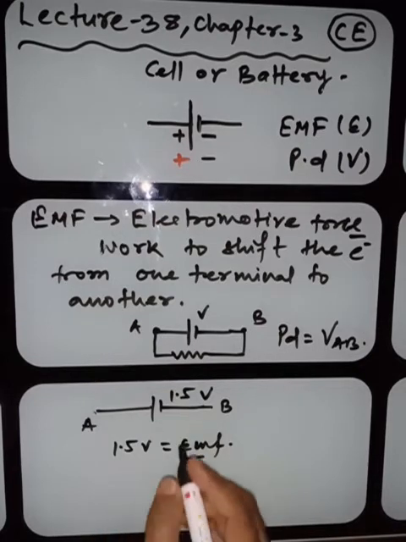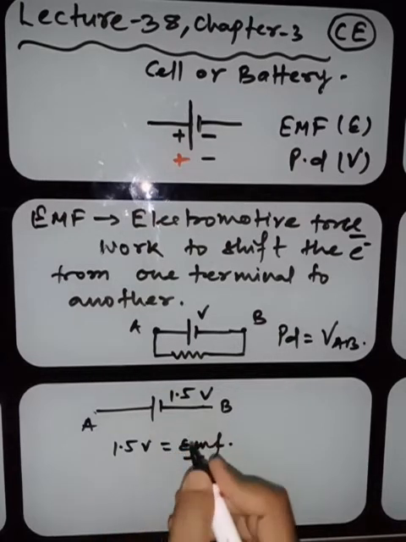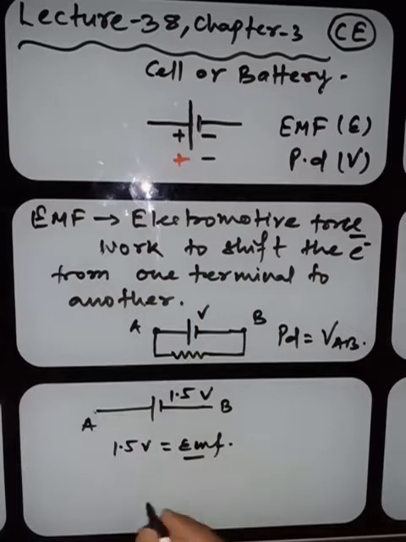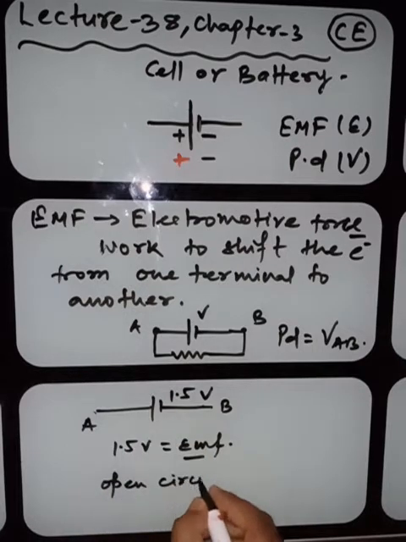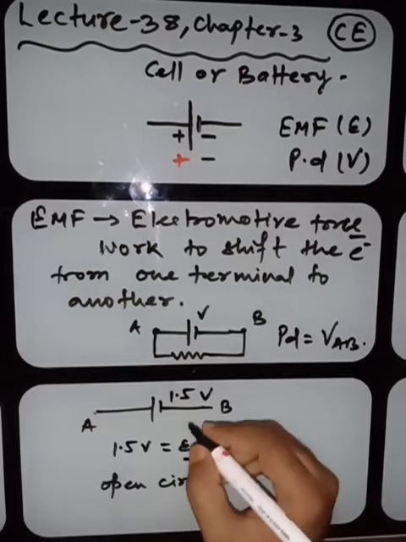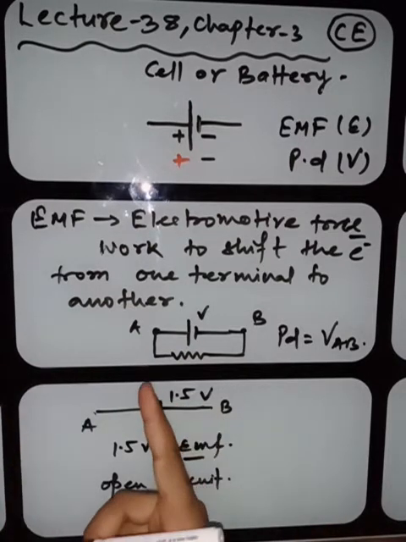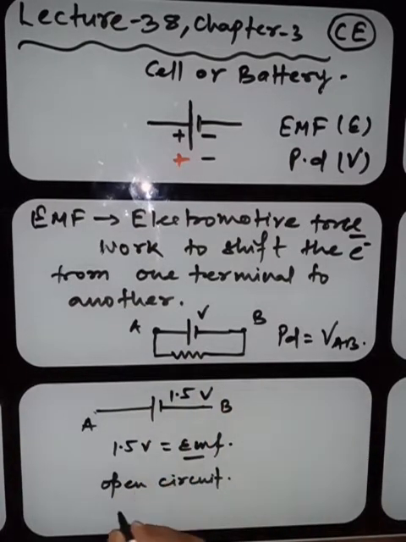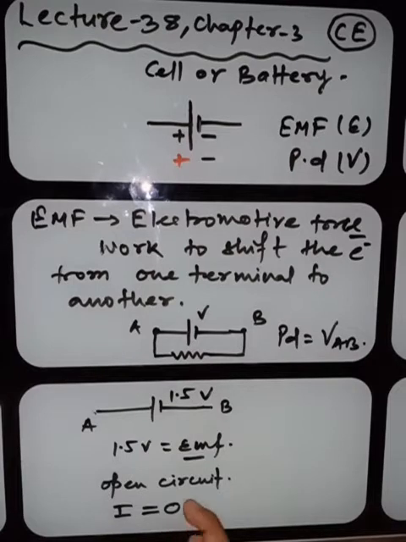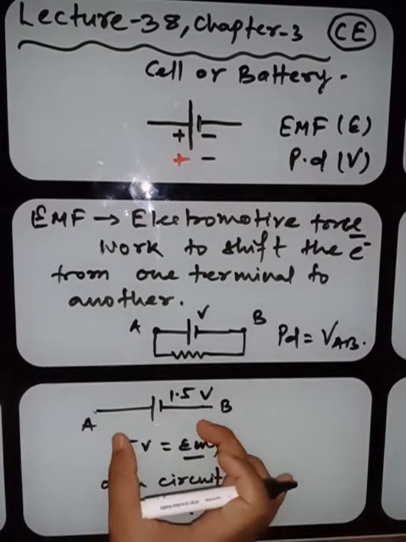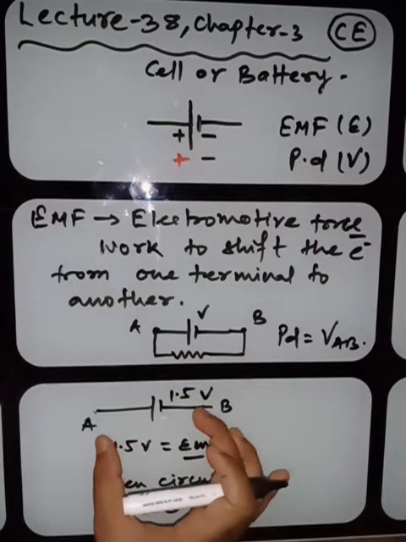You can see this is not connected in a circuit, and this is the open circuit, my dear students. If the circuit is open, of course current is not flowing. Current will be how much? It is 0. So the EMF will be equal to the potential difference. Actually, you used to tell 1.5 volt, what is that? So 1.5 volt is the EMF.